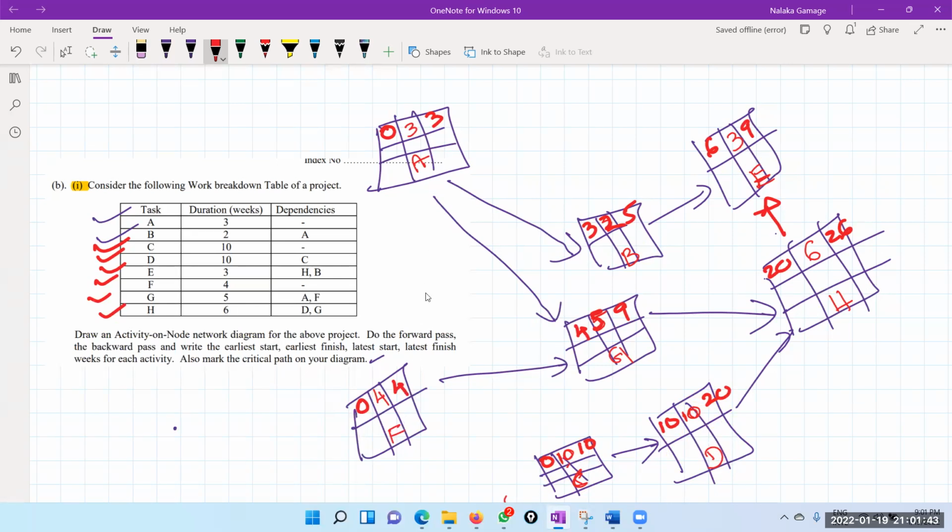0, 4, 0, 3, 0, 10, because I start with 0. Okay. So then this is 4, this is 3. The bigger one is 4, 4 plus 5 is 9. And this is 3, 3 plus 2 is 5. When this is 5, this is 5. Now this is 5.